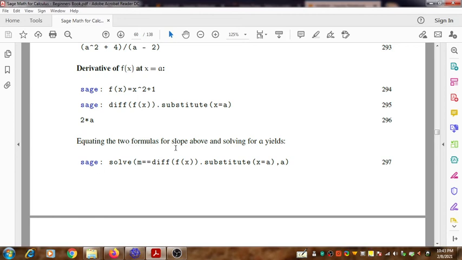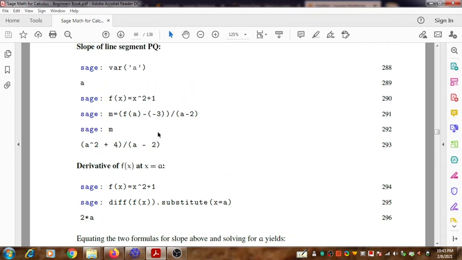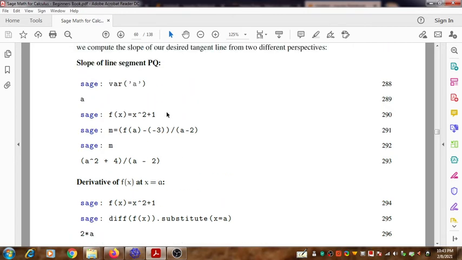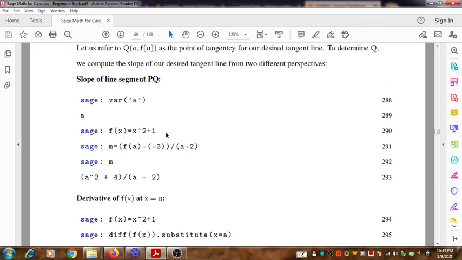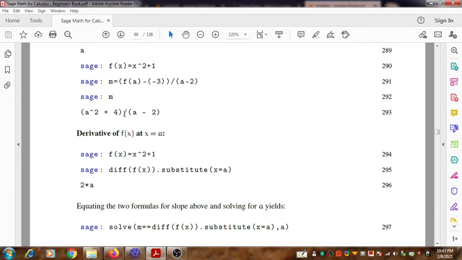Equating the two formulas for slope, this way also we obtain the slope at the point x equal to a. So there are two ways we applied to obtain the slope. One is explained here and the other way is explained here. Actually these two quantities must be same, because this quantity stands for the slope. This is obtained by considering 2 points on the tangential line.